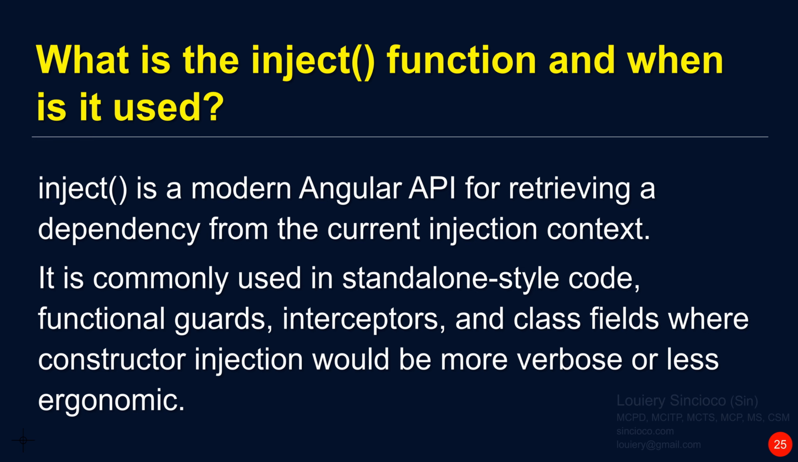What is the inject function and when is it used? The inject function is a modern Angular API for retrieving a dependency from the current injection context. It is commonly used in standalone style code, functional guards, interceptors, and class fields where constructor injection would be more verbose or less ergonomic.